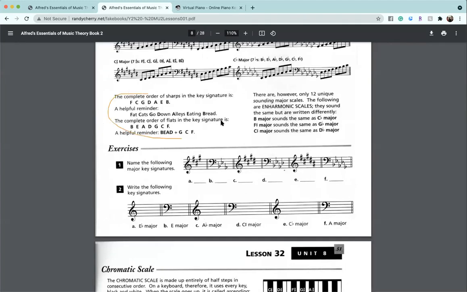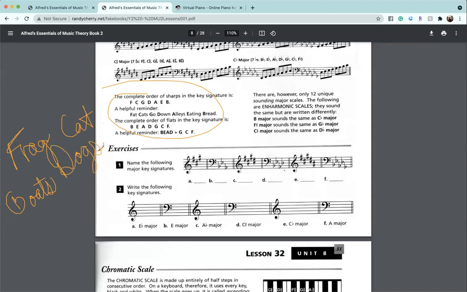This is super important. So if you want to keep your piece of paper, you can say frog, cats, goats, dogs. I'm loving the animal thing here today. Let's throw a fruit in there. How about apple?